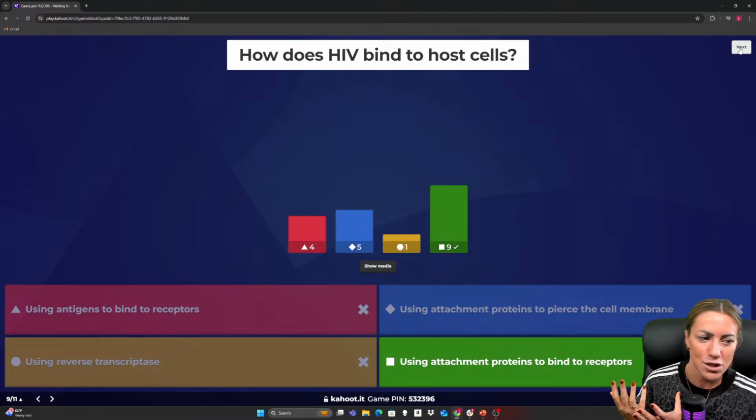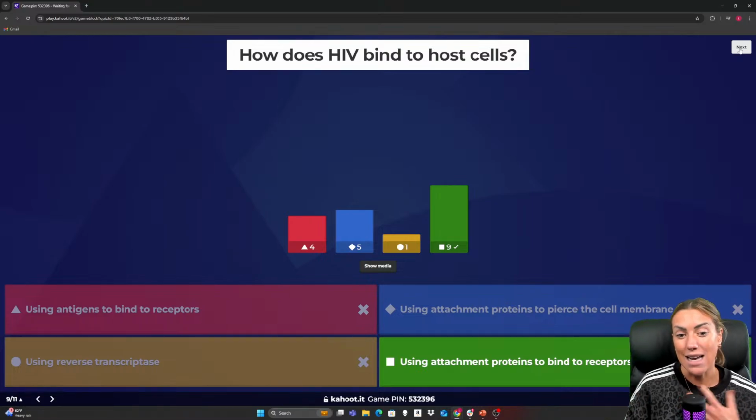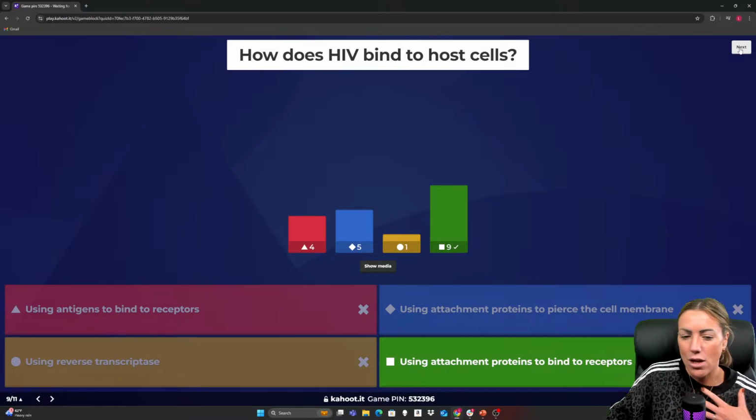And then I thought reverse transcriptase might confuse you because HIV has reverse transcriptase, right? But that enzyme is used to convert RNA into DNA, not to actually help it enter the cell.